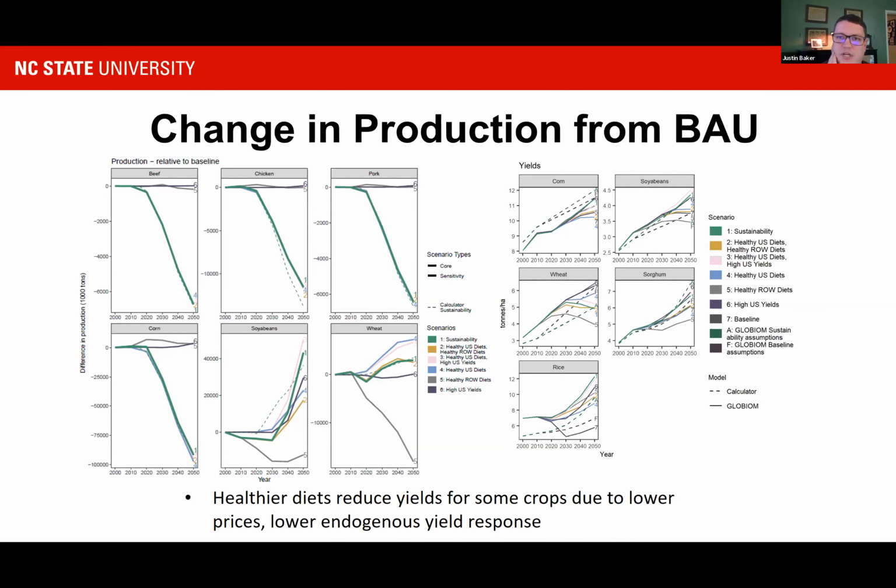The change in yields that we project varies considerably crop to crop. In general, we see, of course, the highest productivity growth rates where we're exogenously telling the model to meet higher yields. But in general, we see that there's a counteracting force here where healthier diets reduce relative crop rents, and we see a lower endogenous yield response. And so you can start to see a tapering off of yields for a lot of commodities in our projections under our healthy diet scenarios.